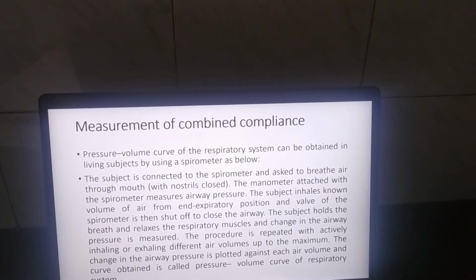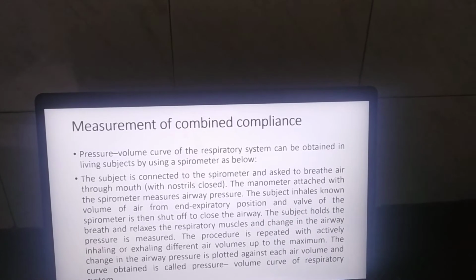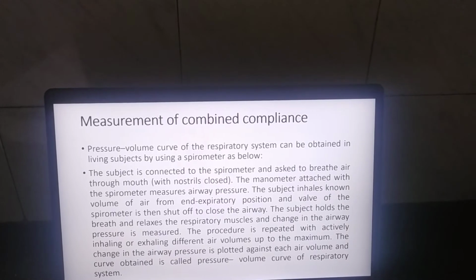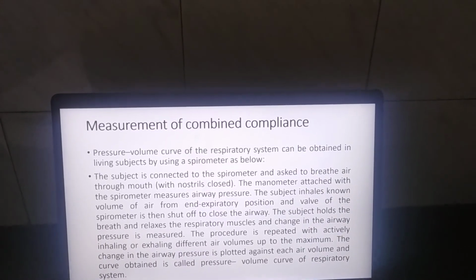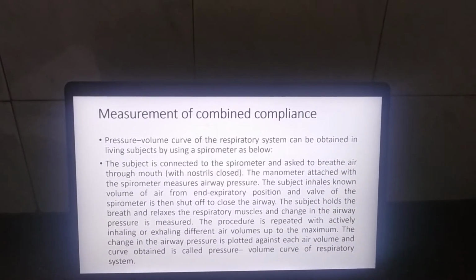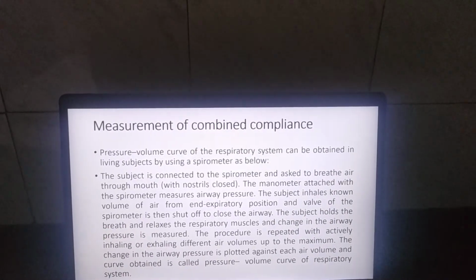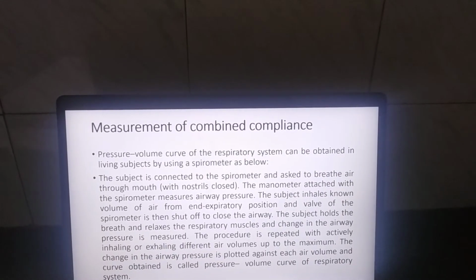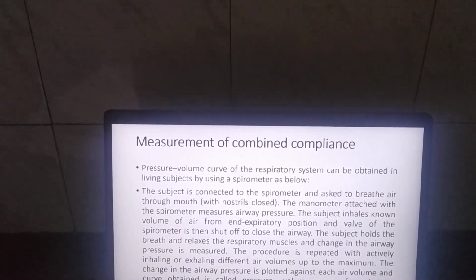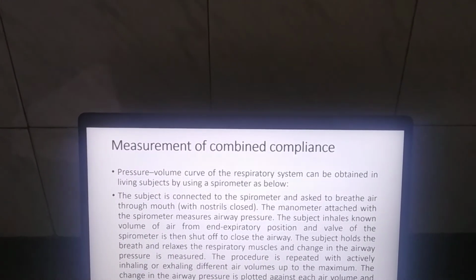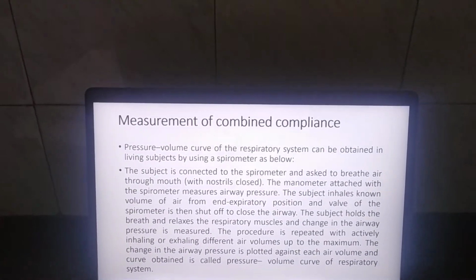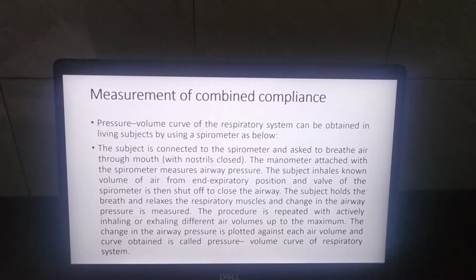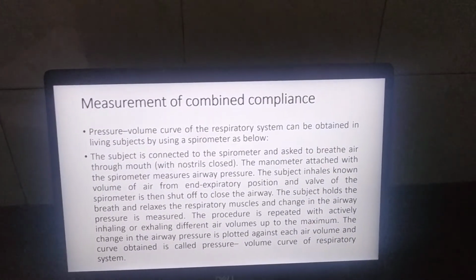Now we will ask the subject to inhale a given amount of air, then we shut the valve and close off the airway. After this, the respiratory muscles start relaxing while the pressure in the airway is recorded. This procedure is repeated after inhalation or exhalation of various volumes. In this way, airway pressure is obtained and can be plotted against volume, and we will get the pressure-volume curve of the total respiratory system, known as the compliance loop or the hysteresis loop.